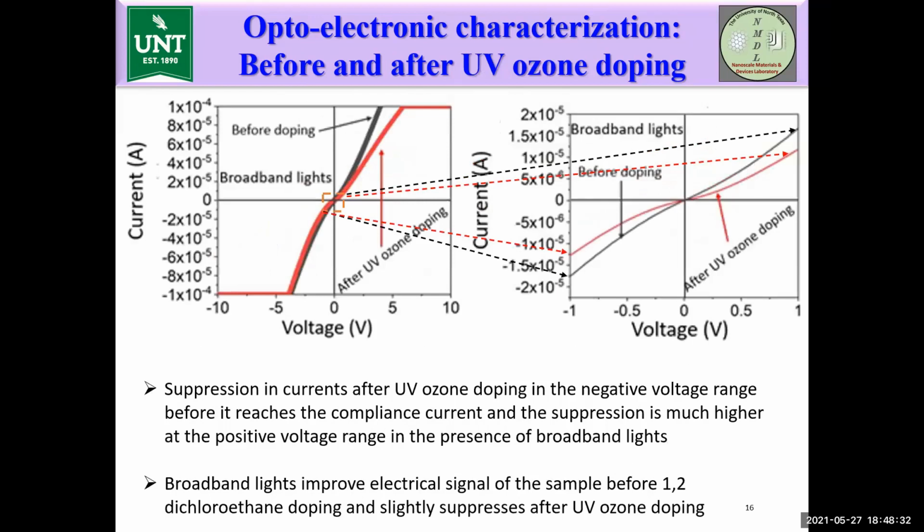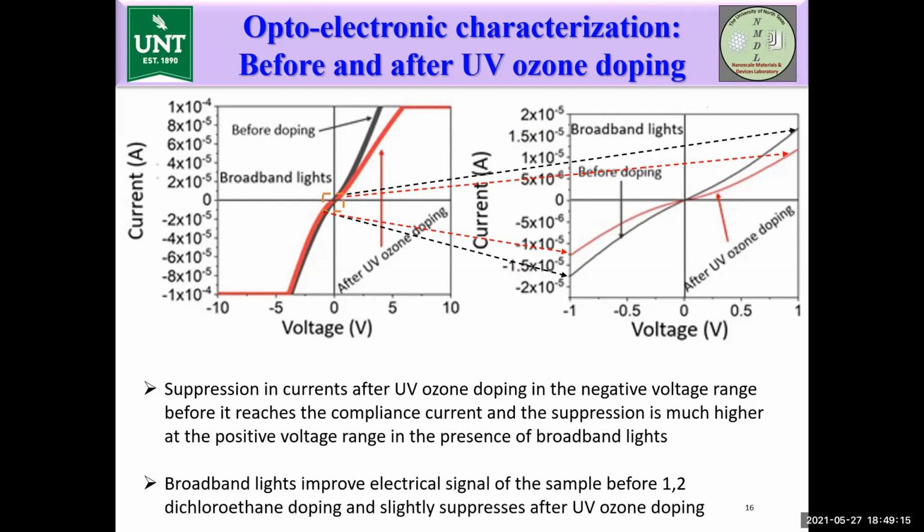So now we'll talk about the optoelectronic characterization before and after UV ozone doping. So again, the figure on the left shows the full range, and the arrow pointing out shows the narrow voltage range of the same measurements before and after UV ozone doping in presence of external simple broadband lights. So what we see over here is there is suppression in currents after the UV ozone doping in the negative voltage range before it reaches the compliance current of 100 microamps, which was set in all the devices in order to prevent the device from getting overheated due to excessive power dissipated.